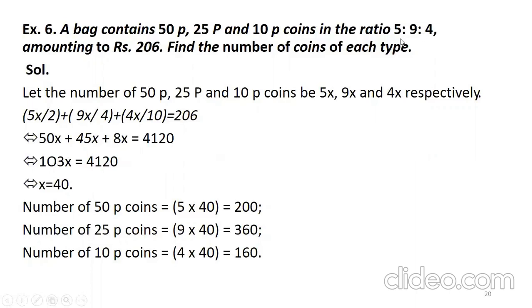So now the x is 40. That means the quantity of coins is 5x, 9x and 4x. So 5x is 5 into 40, which is 200 coins belonging to the 50 paise, and 360 coins in the 25 paise category, and 160 coins in the 10 paise category. Now for your satisfaction, you can recheck: 200 coins into half rupee is equal to 100 rupees, and 360 coins into 1 by 4 is equal to 90 rupees, and 160 into 1 by 10 is equal to 16 rupees. So 100 rupees plus 90 rupees plus 16 rupees will amount to 206 rupees.